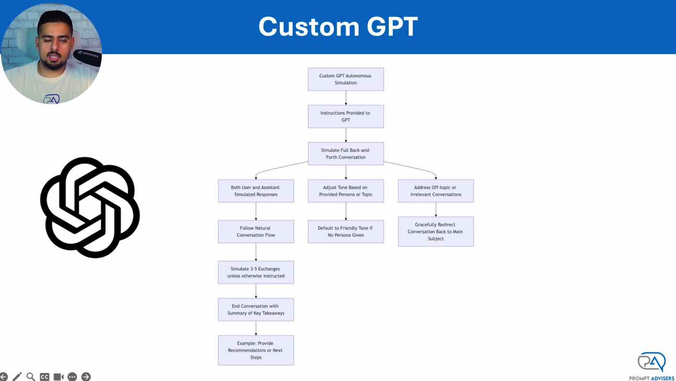Because obviously it's a GPT, so if you want it to go 7 to 10, it can do 7 to 10. It would just be an override. And then the last instruction is to end the conversation with a summary of the key takeaways of actually how that conversation went and the AI's observation of it.